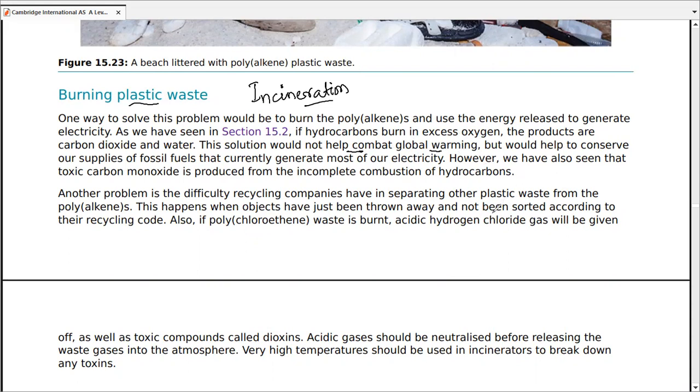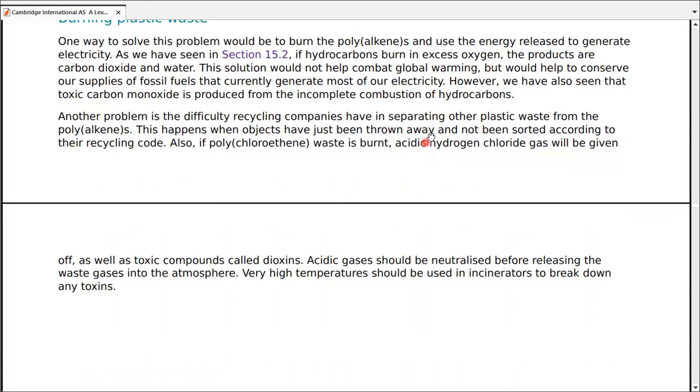So we are now thinking that burning plastic waste might not be a good idea to save the planet from pollution. Another problem was that recycling companies have to separate other plastic waste from polyalkenes. This happens when objects have been thrown away and not sorted according to the recycling codes. So that's why there were specific codes.